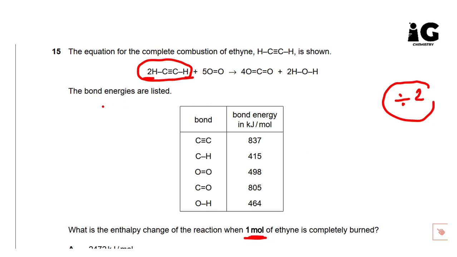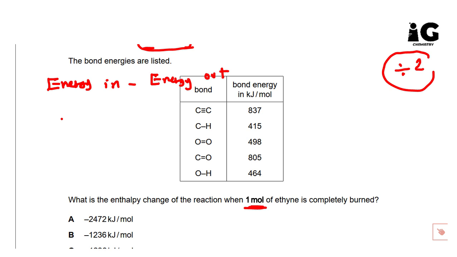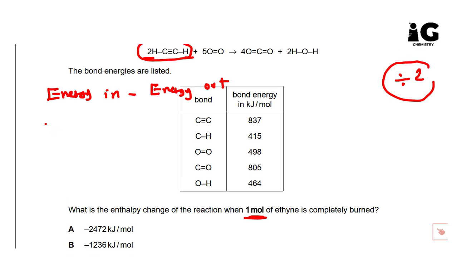How can we solve this? We have a very famous, very easy rule. In this case, we need to say energy in minus energy out. So actually we need to add the sum of all the energy in of the reactants, and then minus the sum of all the energy out in case of the products. So let's calculate energy in firstly, and we have to take care.